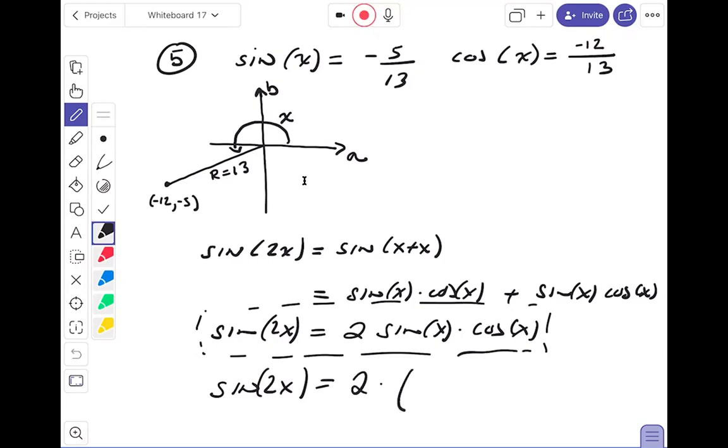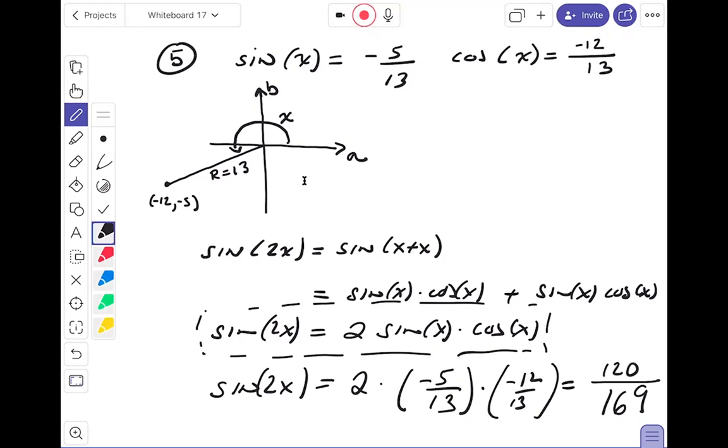What's the sine of x? Minus 5/13 times the cosine of x. That's minus 12/13. Let me go through the arithmetic. 13 times 13 is 169. And over there, you would get a positive number, and you would get 2 times 5 is 10, 10 times 12 is 120. Again, you hope you're getting sick of me saying this. Mistakes happen. And I'm the first one to fess up to a mistake. And I want you to also fess up to mistakes. What am I looking at? The answer key. See if I got it right. Where they say 120 over 169.